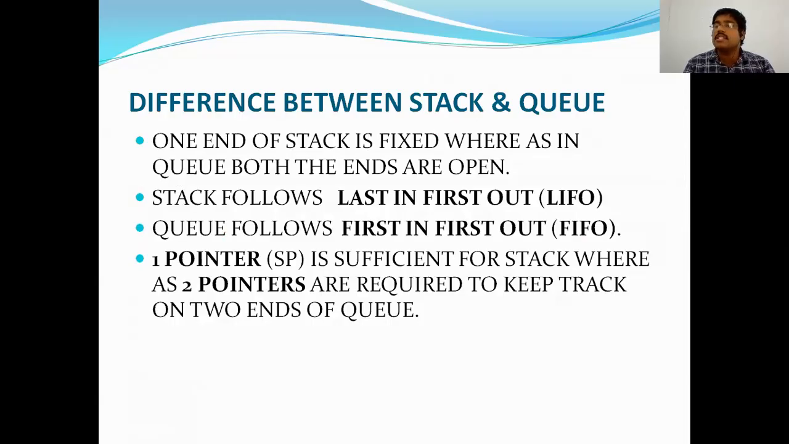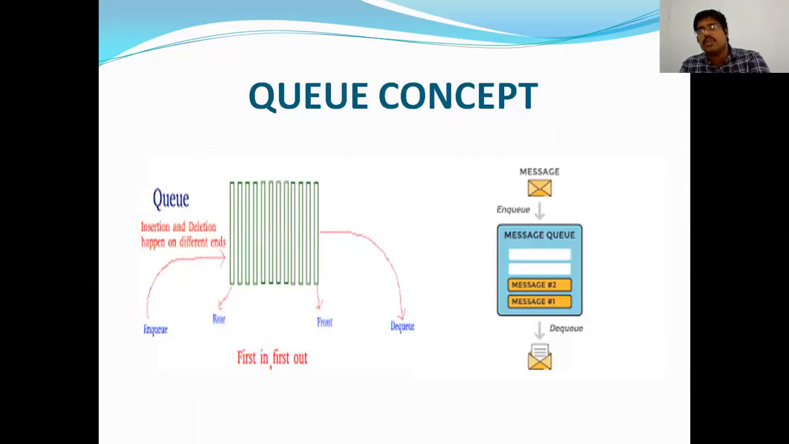Whereas in the queue concept, you can clearly see in the diagram that it has openings at both ends. One end is for inserting data and the other is for removing data. For this purpose it needs 2 pointers, not a single pointer, whereas in a stack you have only 1 pointer. These are some of the differences.